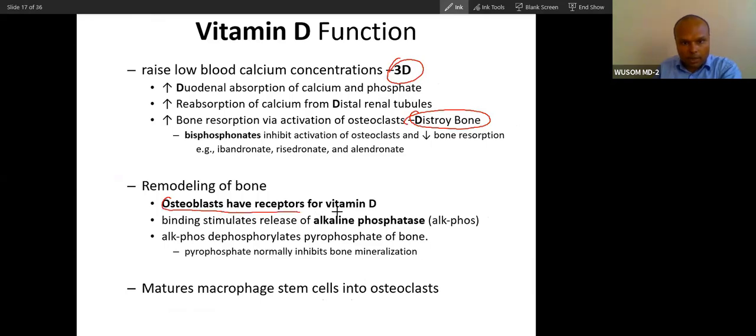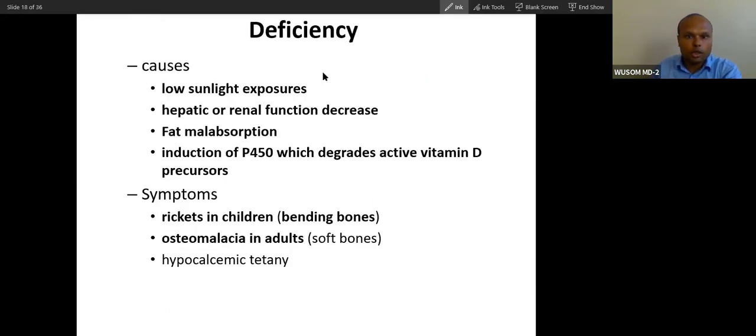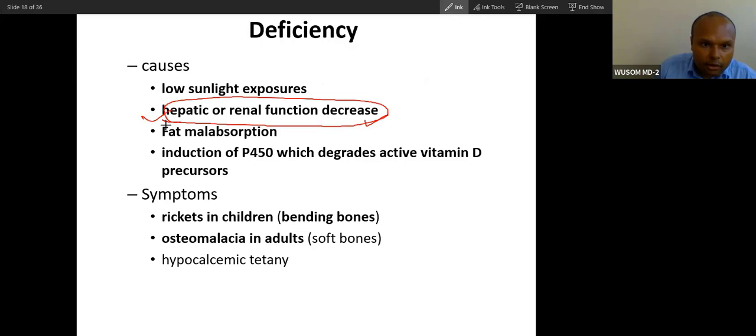Osteoclast has a receptor, I have already told you. So you can read yourself and you can understand many things. Now, deficiency: you can read the causes yourself. Fat malabsorption, or if vitamin D is degraded, then deficiency can happen. If there is liver damage or kidney damage, then vitamin D deficiency can be there. So these are the very important factors.